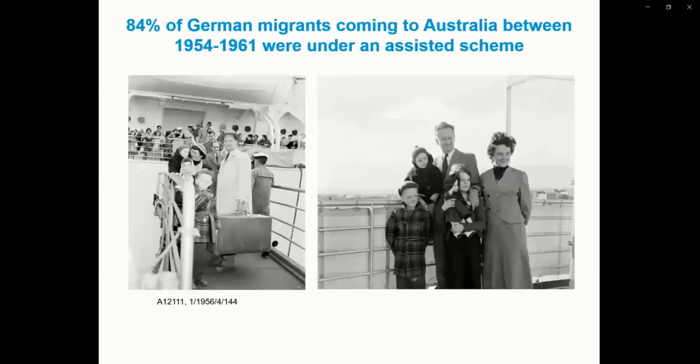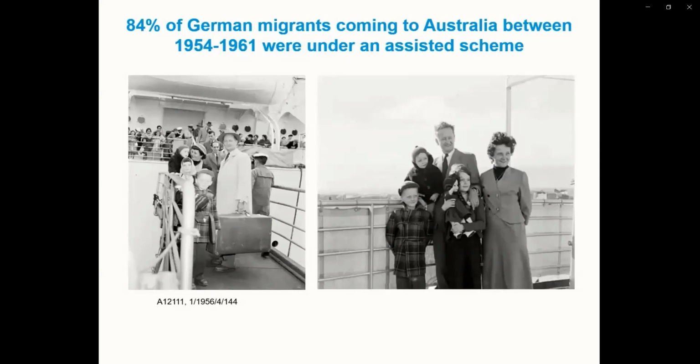84% of German migrants coming to Australia between 1954 and 1961 travelled under an assisted scheme. Here we have Mr. and Mrs. Hans George Mint on arrival in July 1956, with their three children aboard the Fair Sea. The caption reads, "They moved quickly through customs and boarded the train, which was to take them along with the other families to the Bonegilla Reception Centre. The same evening, they were relaxing in the comfortable surroundings of the centre. Before disembarkation, Mr. and Mrs. Mint with their children have a look at Melbourne and their new homeland."